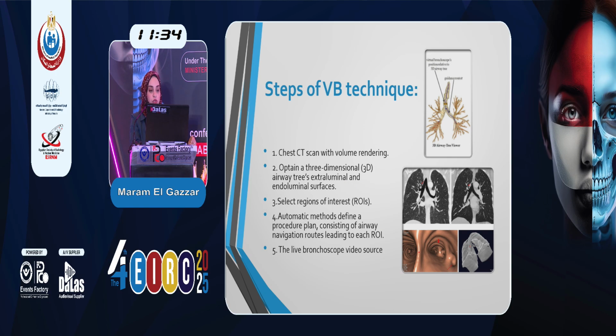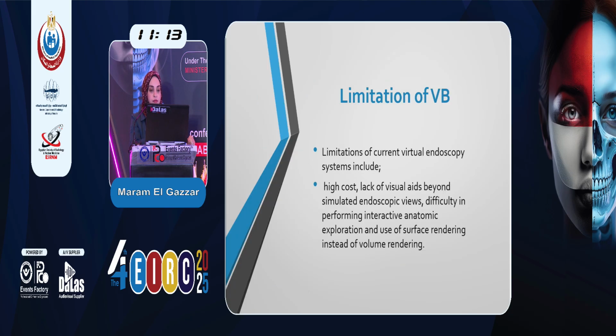Steps of virtual bronchoscopy: we take a CT chest with volume rendering, obtain 3D airway trees, extraluminal and endoluminal surfaces, and select region of interest. Automatic method: define a procedure plan consisting of airway navigation routes leading to each region. The live bronchoscopy video source and saved videos.